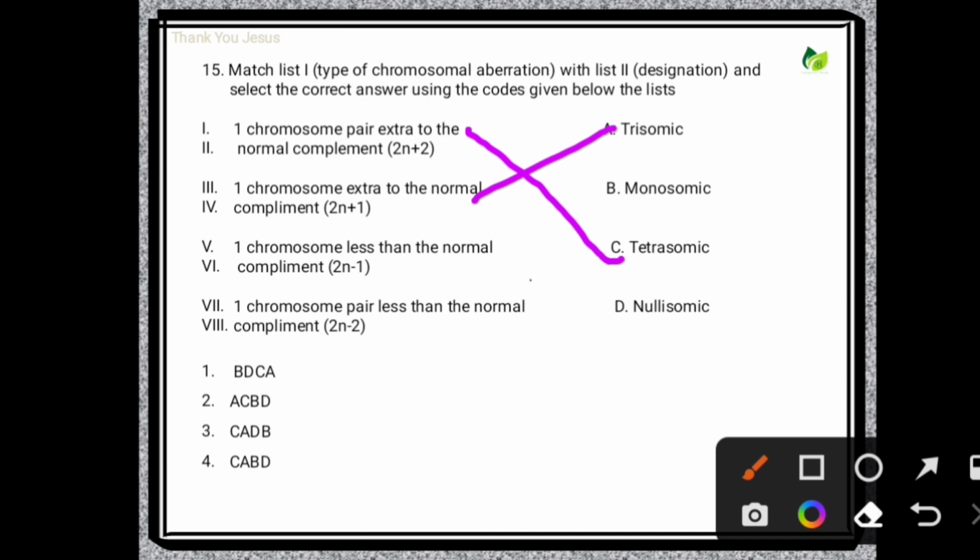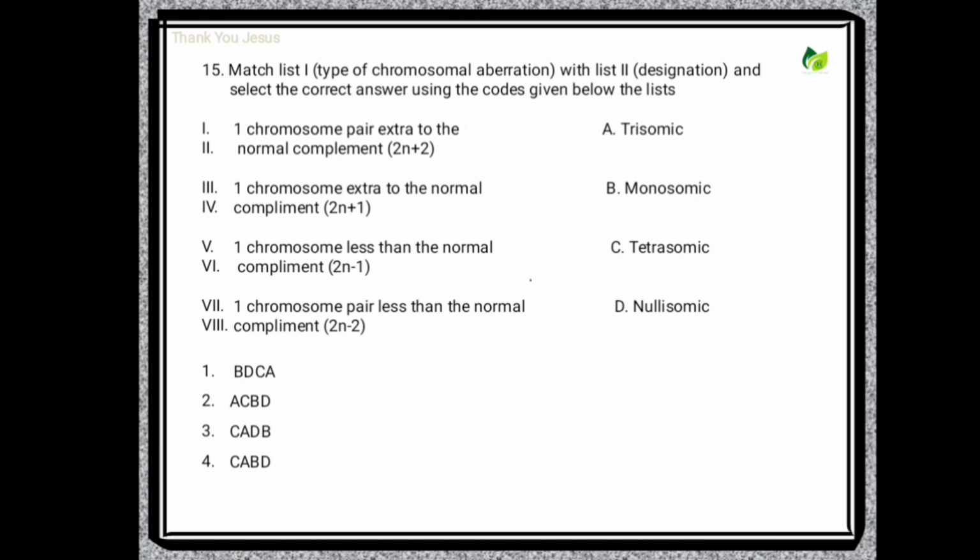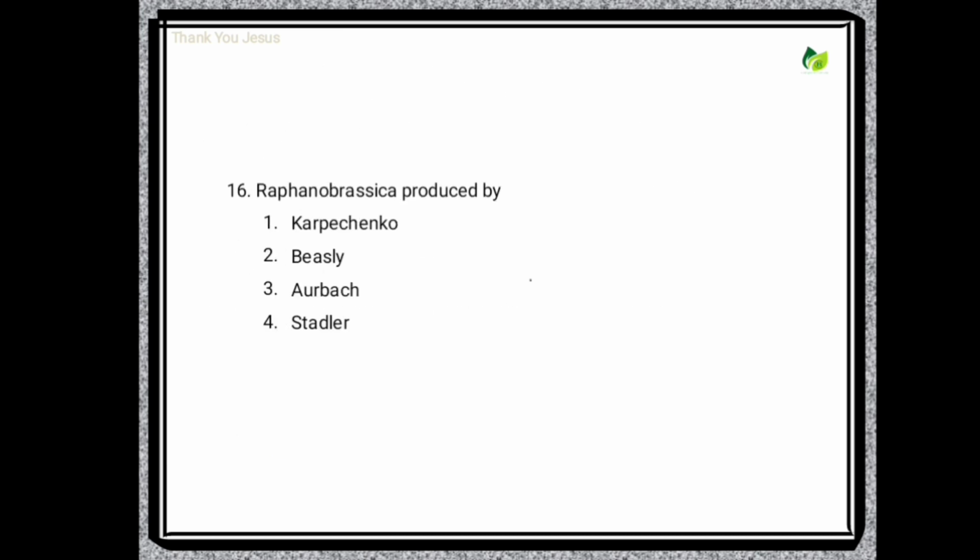One chromosome less than the normal complement, which is related to 2n minus 1, is called monosomic. One chromosome pair less than the normal complement, that means 2n minus 2, two chromosomes less, is called nullisomic. So the option is CABD. Fourth one is the correct option. Let's see the next question.